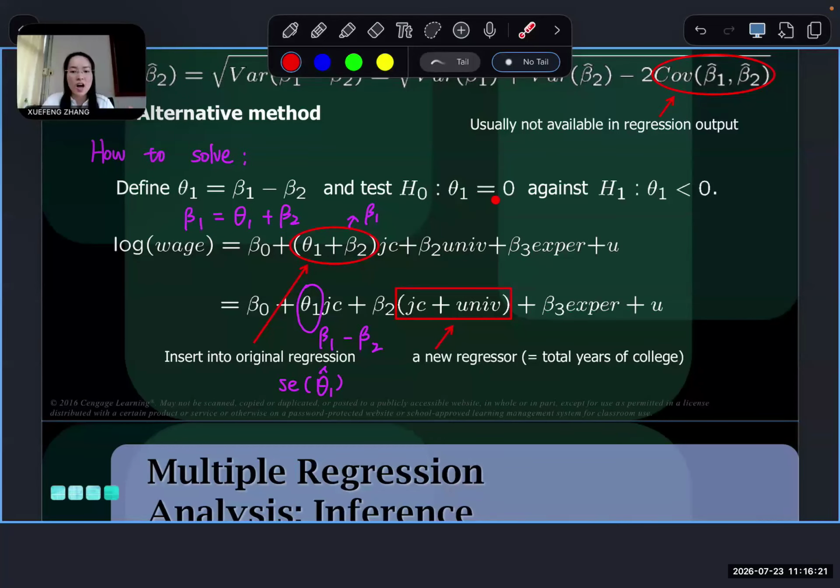We turned a hard two-coefficient problem into an easy one-coefficient problem just by relabeling variables, okay? Relabeling variables. Very handy trick. Remember this one, it comes up again and again in applied work.